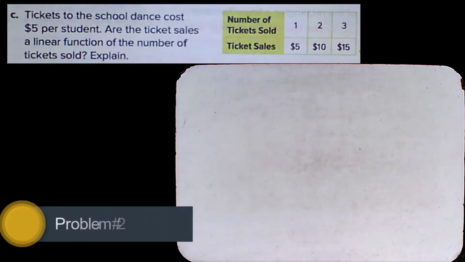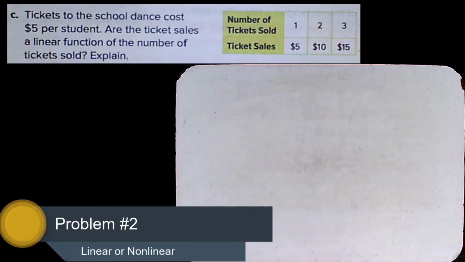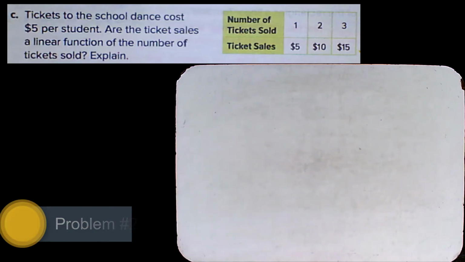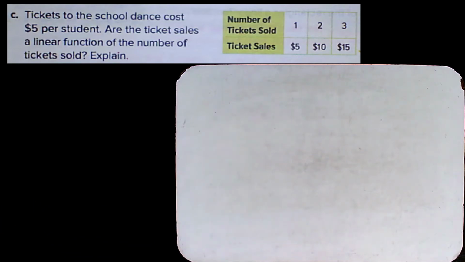Let's take a look at another problem dealing with this idea of nonlinear and linear functions. Tickets to the school dance cost $5 per student. Are the ticket sales a linear function of the number of tickets sold? Explain. This is just like our last problem. We've just got some things to associate our X and Y with.